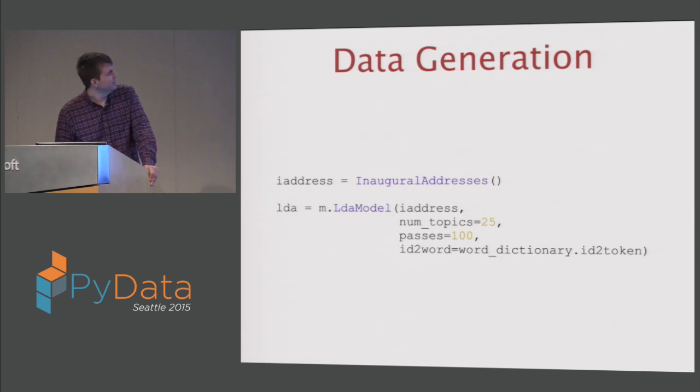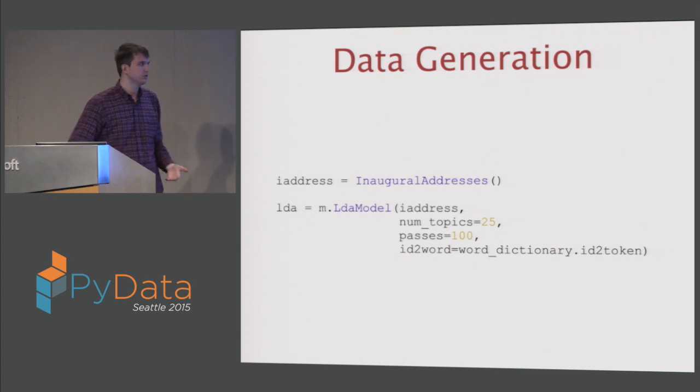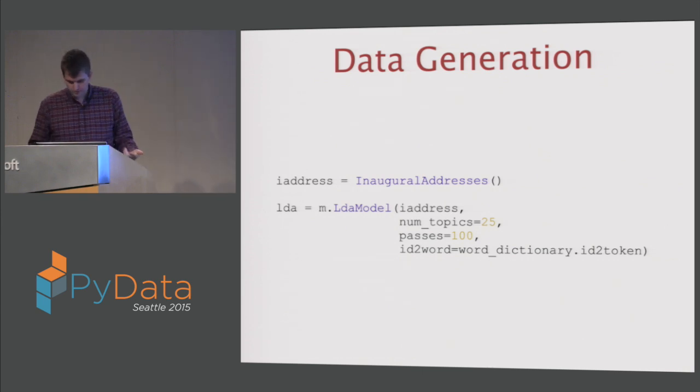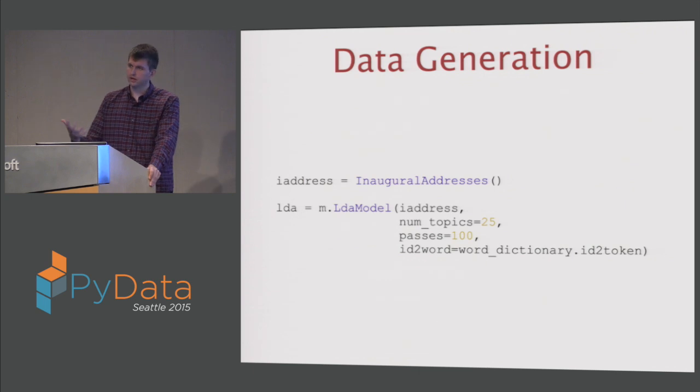So this is what I would call the data generation process, or the scoring of the underlying models. I'm creating iAddress, the inaugural addresses LDA, with that corpus passed in, the number of topics, 25, and how many passes I want to do. You want to train more so you can get convergence, depending on how big your underlying data set is. And this ID to word allows Gensim to translate between tokens and words.